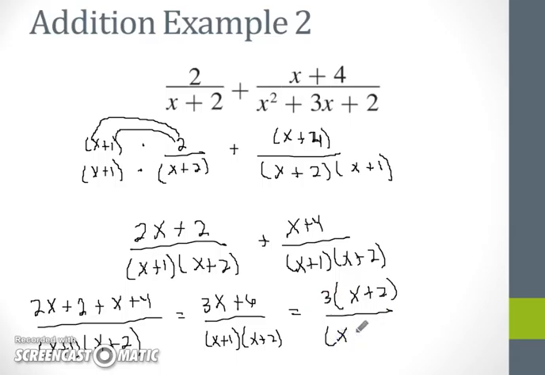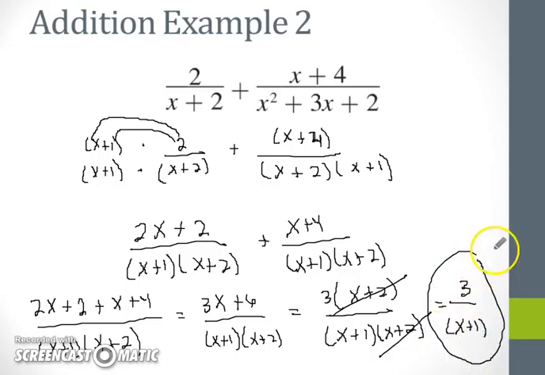And then x plus 1 over x plus 2. Now we can simplify because x plus 2 matches with x plus 2 in our denominator, giving us a most simplified answer of 3 over x plus 1. So there's our reduced answer.